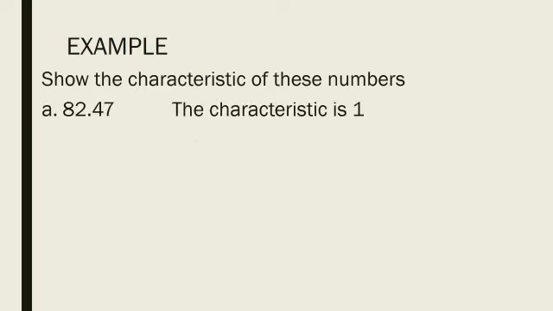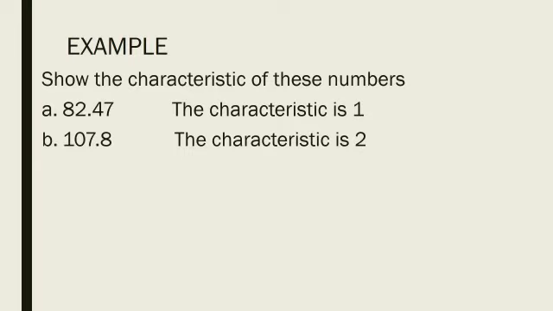We have 82.47 as our first example, and the answer tells us that the characteristics is 1. How is it 1? We look for the characteristics using the first significant digit, and we ask ourselves, what is the place value of the first significant digit? The first significant digit here is 8, and the place value is 8 tens, which means 8 times 10, that is 80. And how many zeros do we have in 80? 1. So that is how the characteristics is 1.